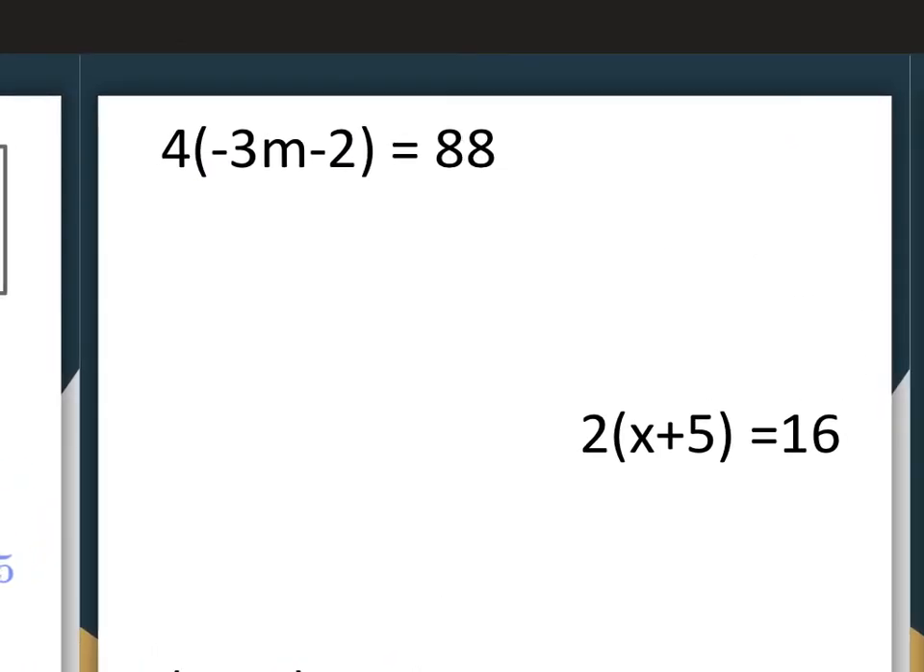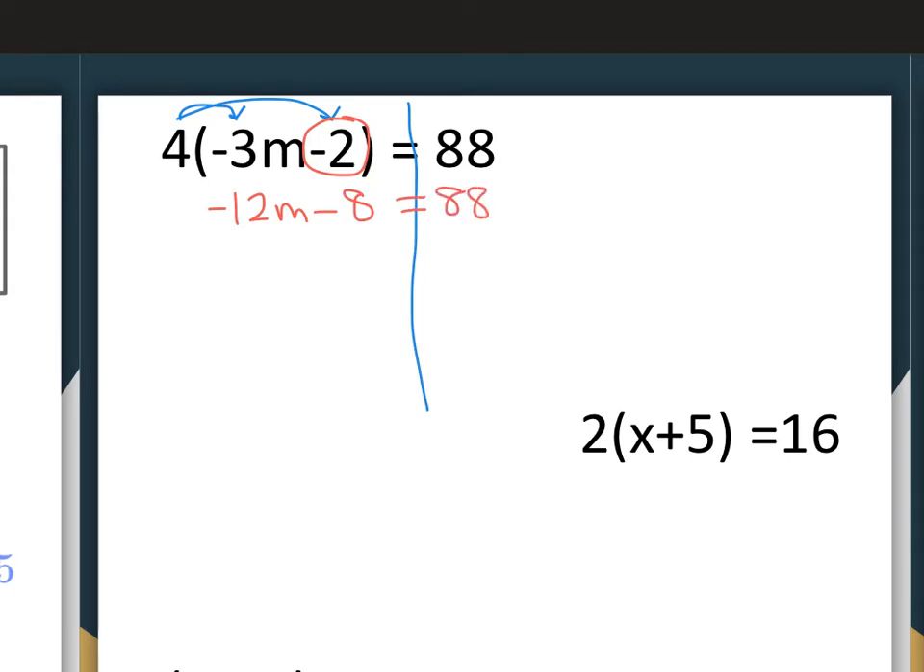So first one, we have 4 times the quantity negative 3m minus 2 equals 88. So this one I'm going to work out using the first method, which is applying the distributive property, and I'm going to distribute that 4 to each term inside the parentheses. When I do that, 4 times negative 3 will give me negative 12m, and now 4 times negative 2 is going to be negative 8. Bring down the equals and the 88.